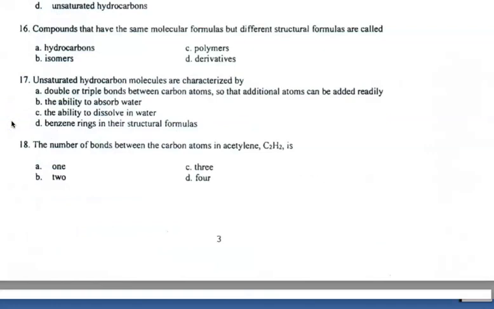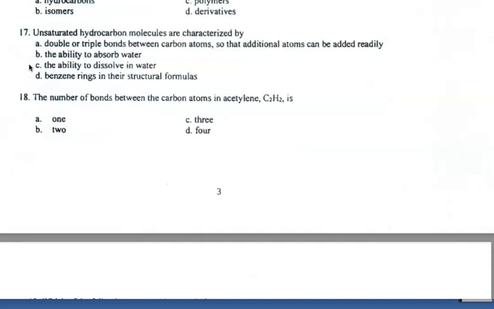16, compounds that have the same molecular formula but different structural formulas are called isomers, ISOMERS. 17, unsaturated hydrocarbon molecules are characterized by double or triple bonds between the carbon atoms so that additional atoms can be added readily. 17 is A.